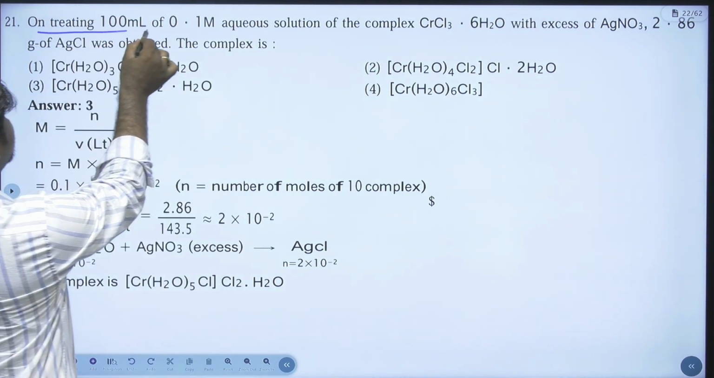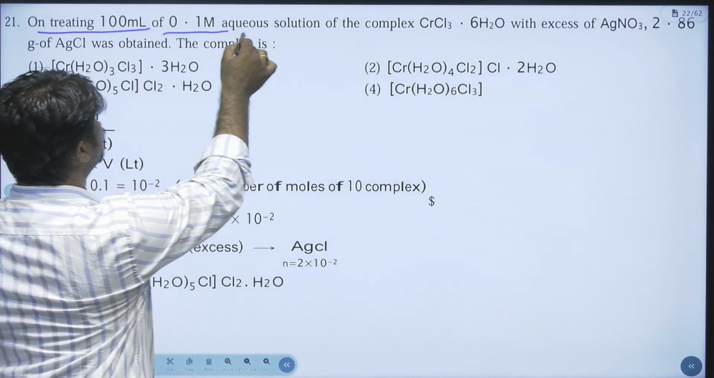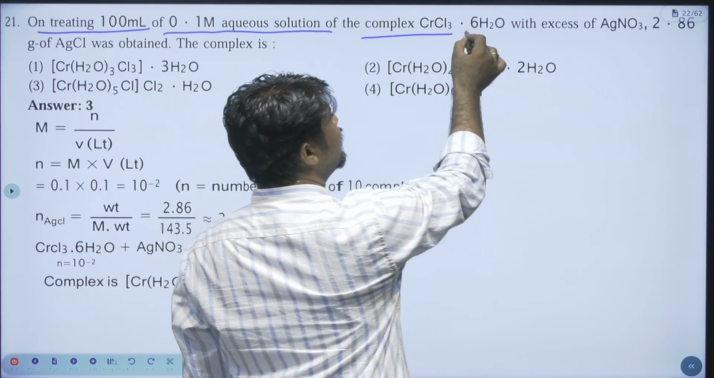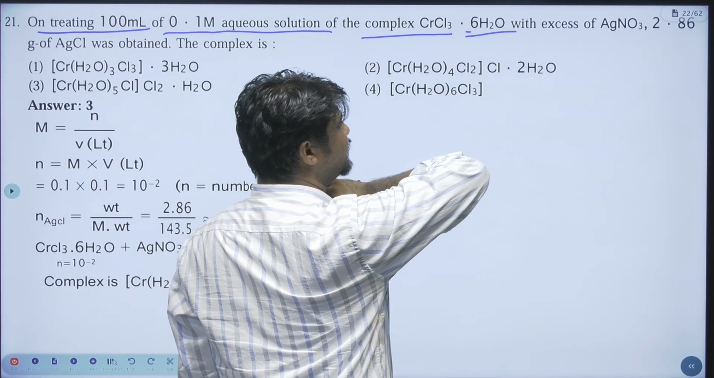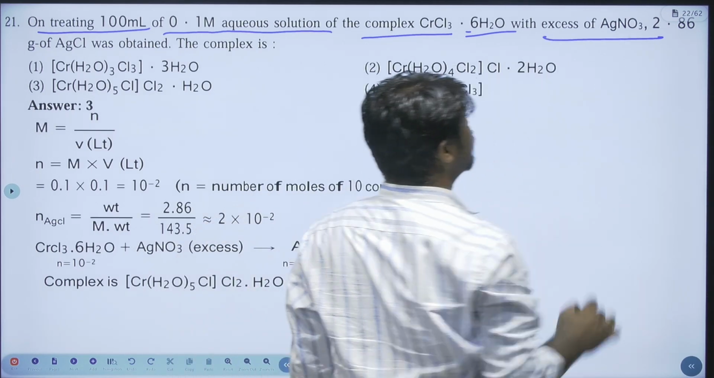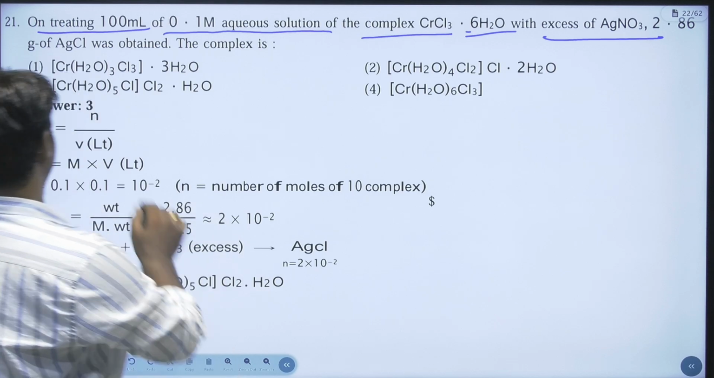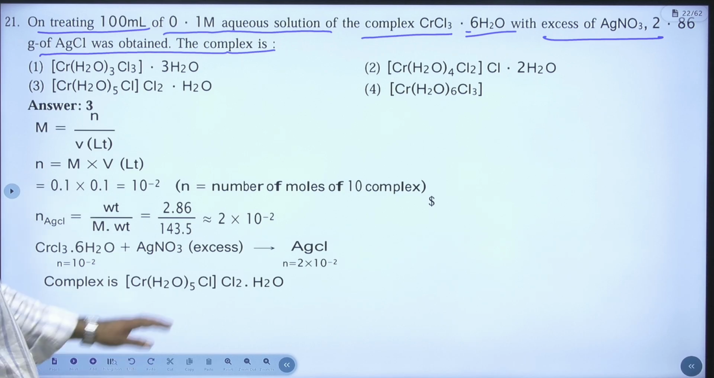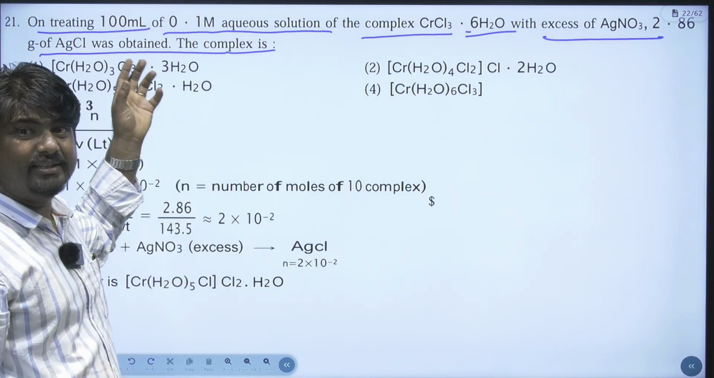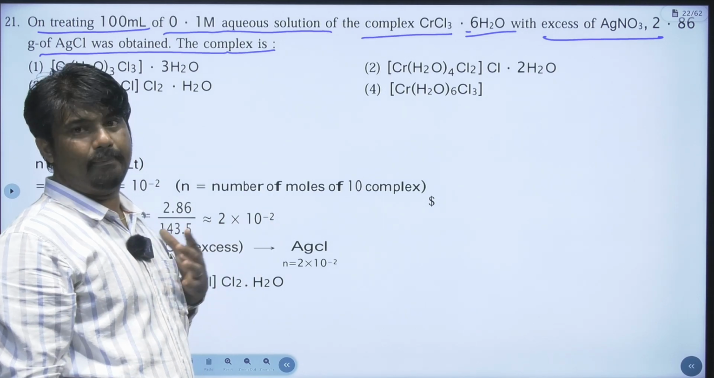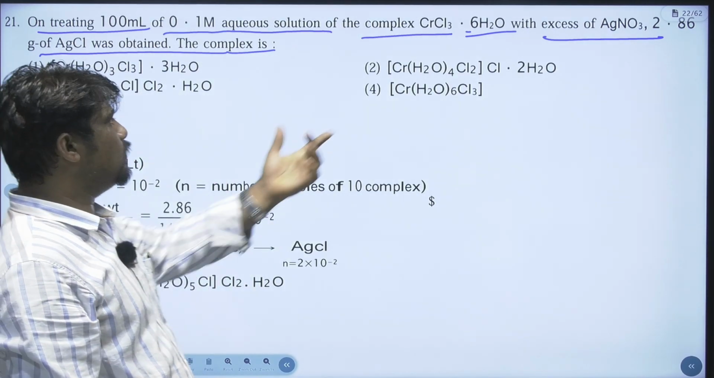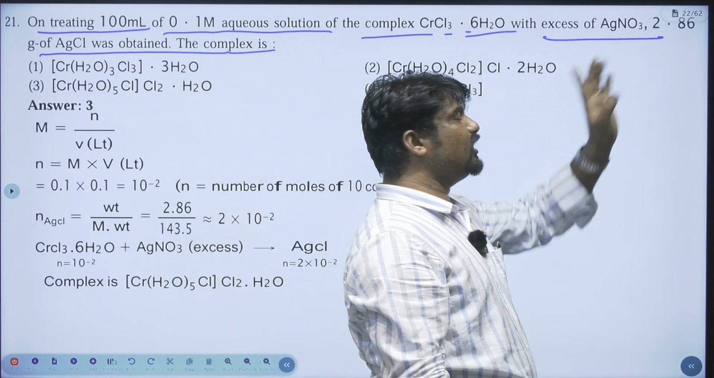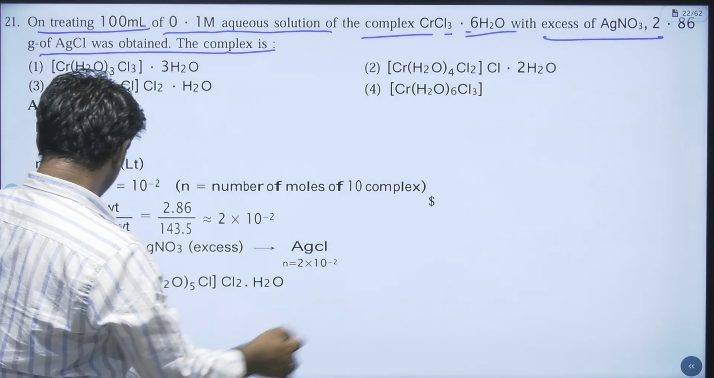Here, on treating 100 ml of 0.1 molar aqueous solution of the complex CrCl3·6H2O with excess of AgNO3, 2.86 grams of AgCl was obtained. The complex is... Here, we need to find the structure of the compound, the molecular formula of the complex, when CrCl3·6H2O reacts with AgNO3. It's a very simple complex.